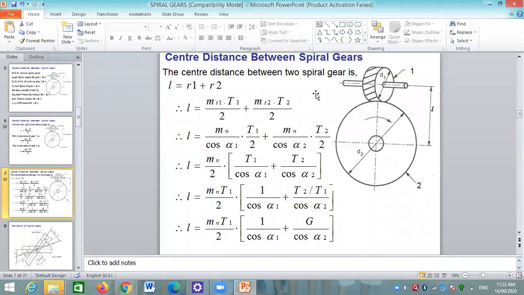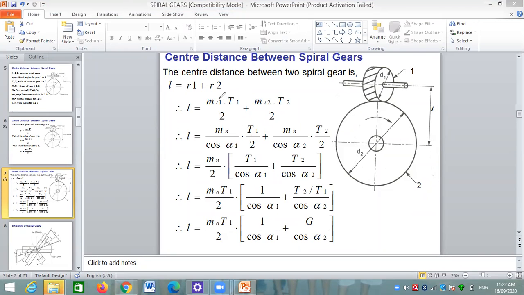The center distance between the two spiral gears is R1 plus R2. If I take the summation of the radius of gear 1 and the radius of gear 2, we will get the center distance. So L is equal to MT1 into T1 by 2 plus MT2 into T2 by 2.